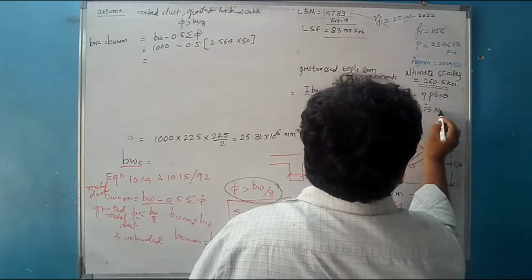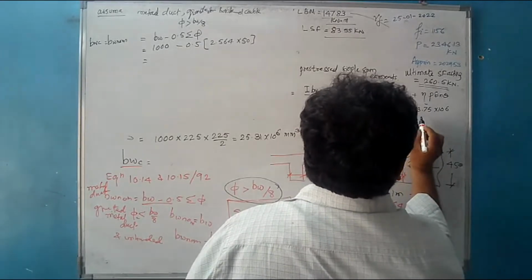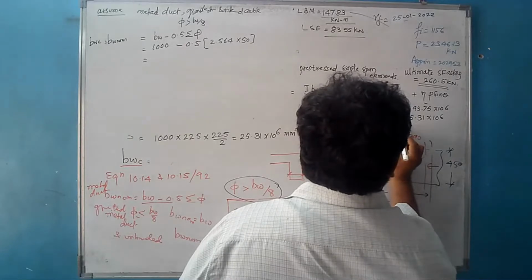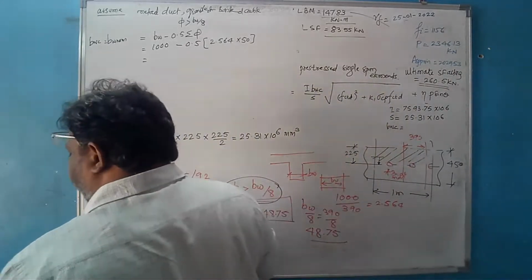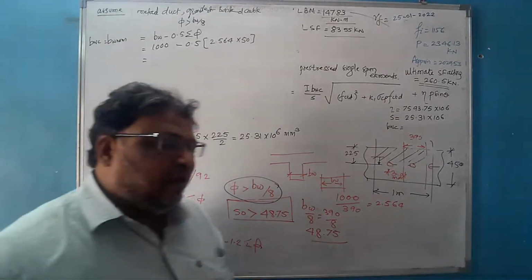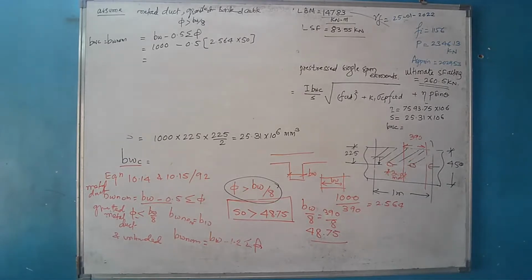7593.75 into 10 raised to power 6. The value of S is equal to 25.31 into 10 raised to power 6. What is the value of BWC? How much is the effective width available at the critical section? Where is the section critical? When it is passing from the neutral axis, where the ducts are, the effective width available will be less. That much of width will get subtracted.